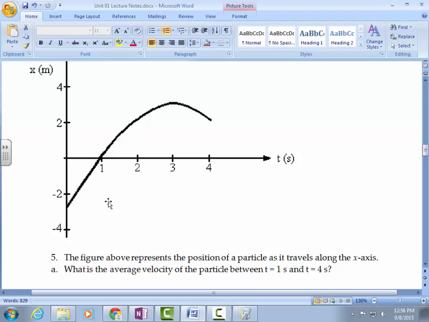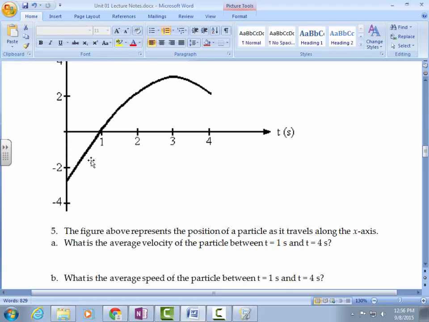And this question's not so obvious. So what I should tell you is the initial positions. Okay. So what we want to know is what's the average velocity between t equals 1 and t equals 4? And what's the average speed?